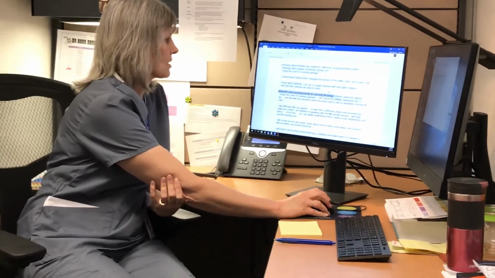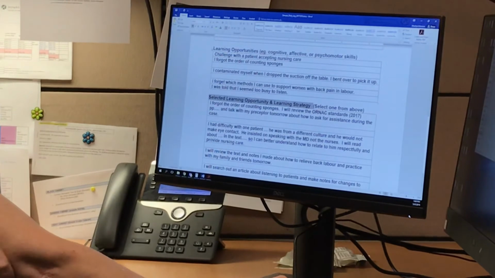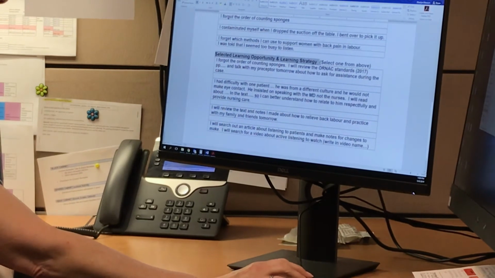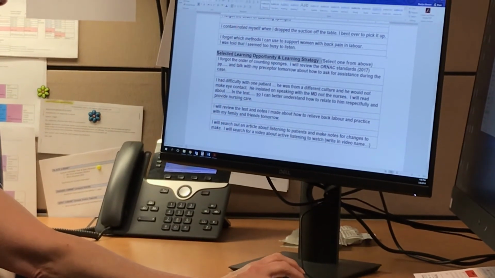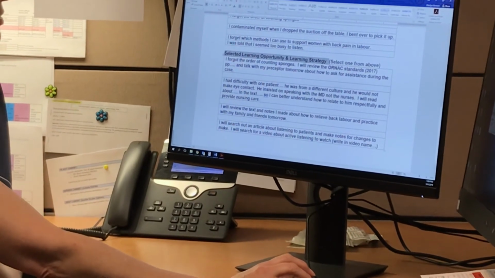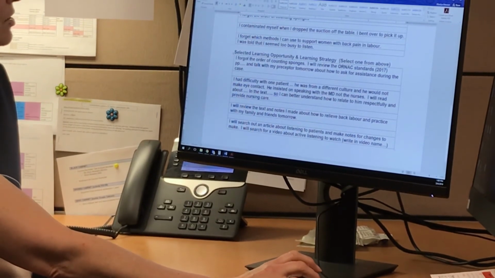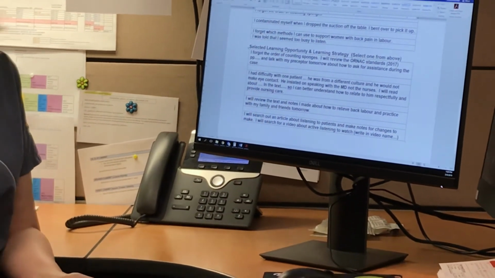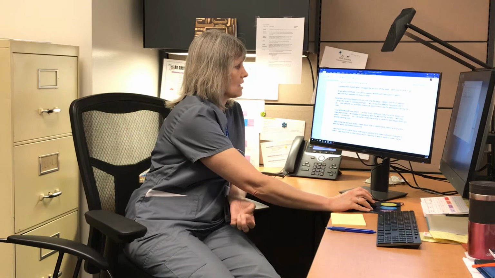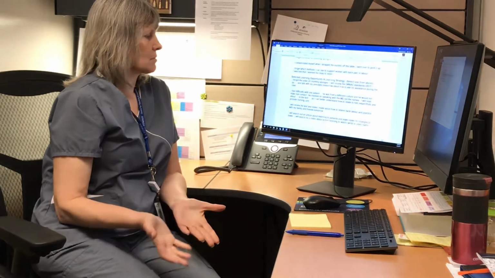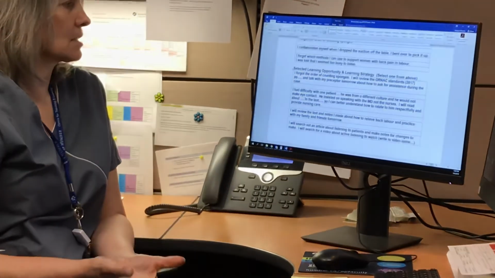All right, then choose next to go to selected learning opportunity and learning strategy. Of the things you've written under learning opportunities, select one from the above, it says. So you select one, and you'll see I've picked 4 different examples. So here's one. I forgot the order of counting sponges. So that's the learning opportunity. Next is, what is your learning strategy going to be? Meaning, I can't come back to this clinical placement doing the same thing, forgetting. What am I going to do to increase my knowledge? So I've written down, I'll review the ORNAC standards, PowerPoint, and I will talk with my preceptor tomorrow about how to ask for assistance during the case.